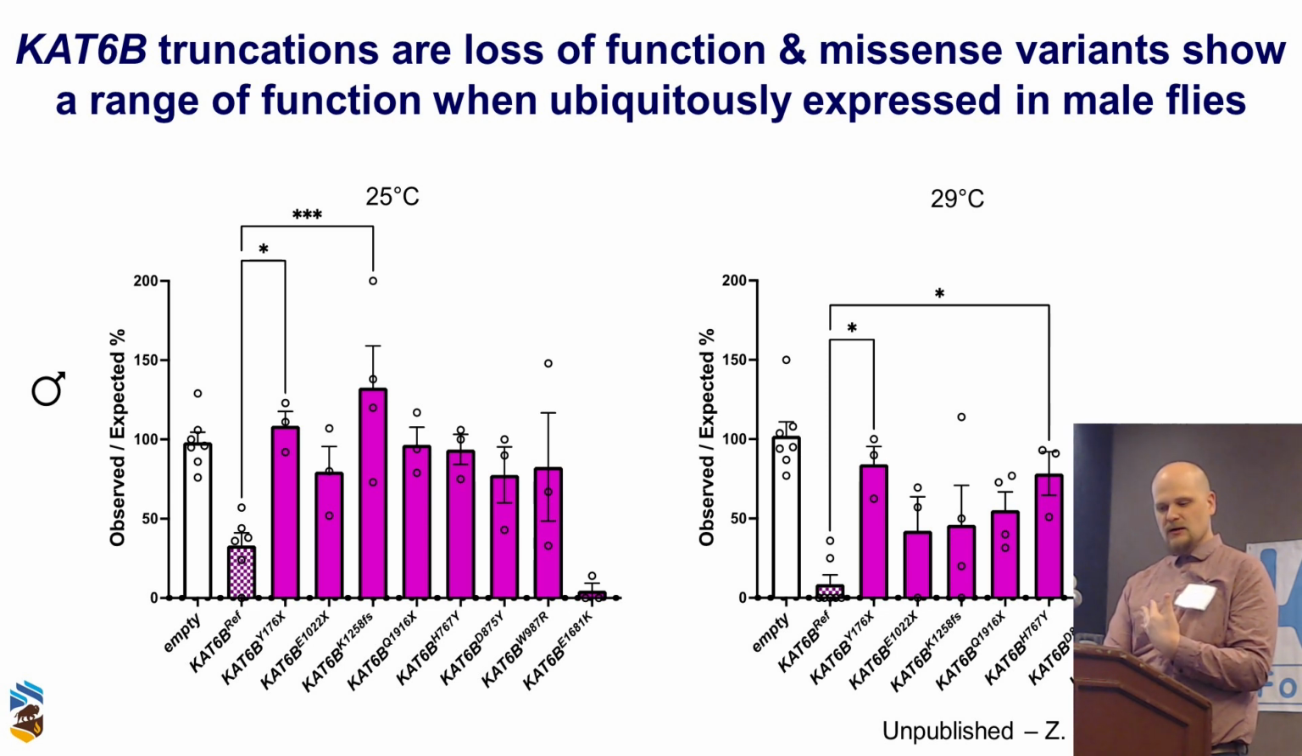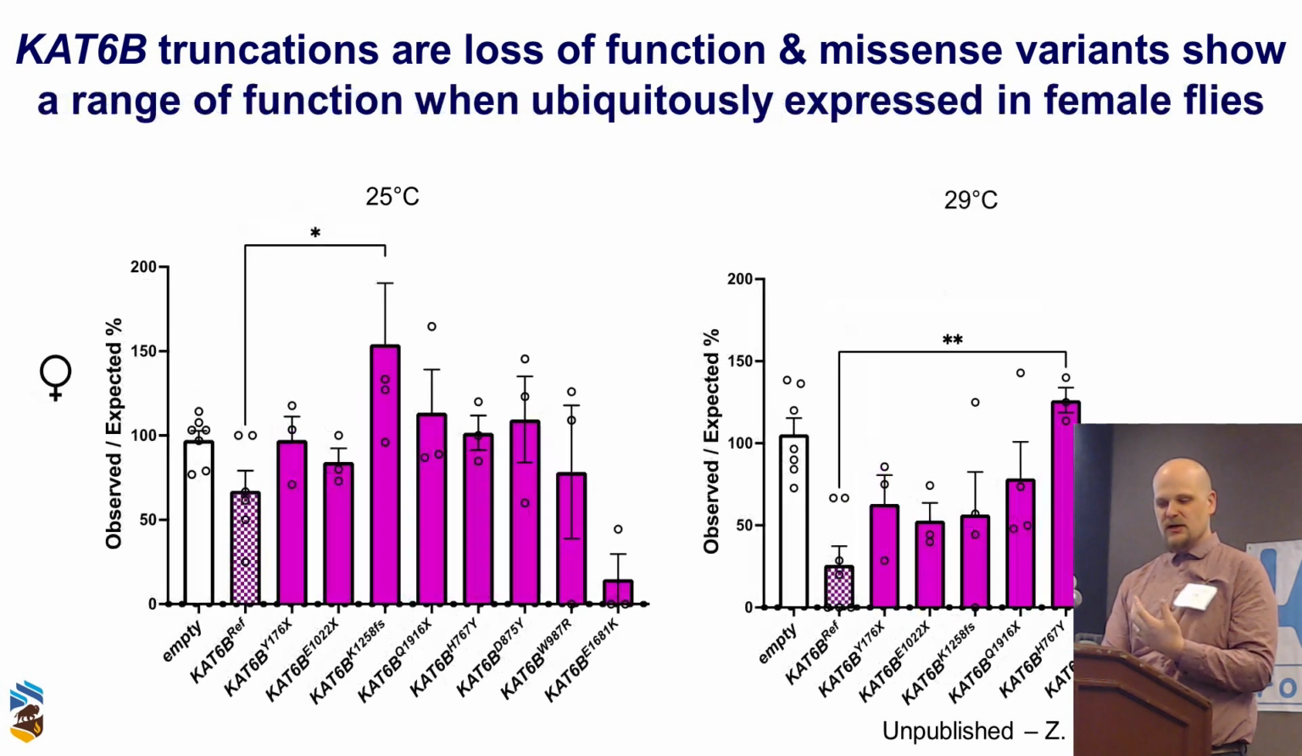To date, we've tested 4 missense variants, and of these, the first 3 seem to be loss of function, whereas the last one seems to still be killing the flies like reference, potentially even worse. So we don't know yet. It's not statistically significant. We have a few more trials to do. So we'll have to see whether this is different from KAT6B reference or not. But we can say that it's at least functional, potentially gain of function.